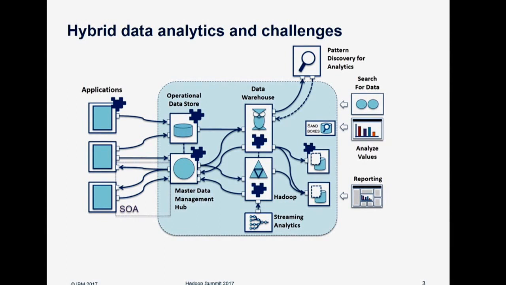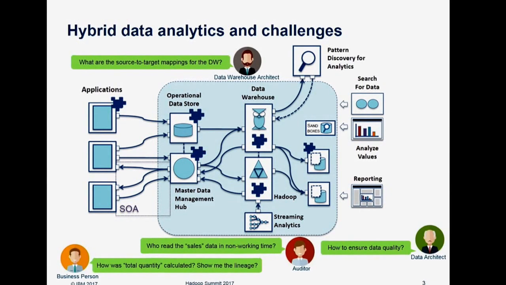But the data may cross different data systems. It may go through master data management and then go to a data warehouse or Hadoop and end up in a report or some other system. So you need to notice this. Different data systems may process or define the information differently. So the questions may be asked by different roles.